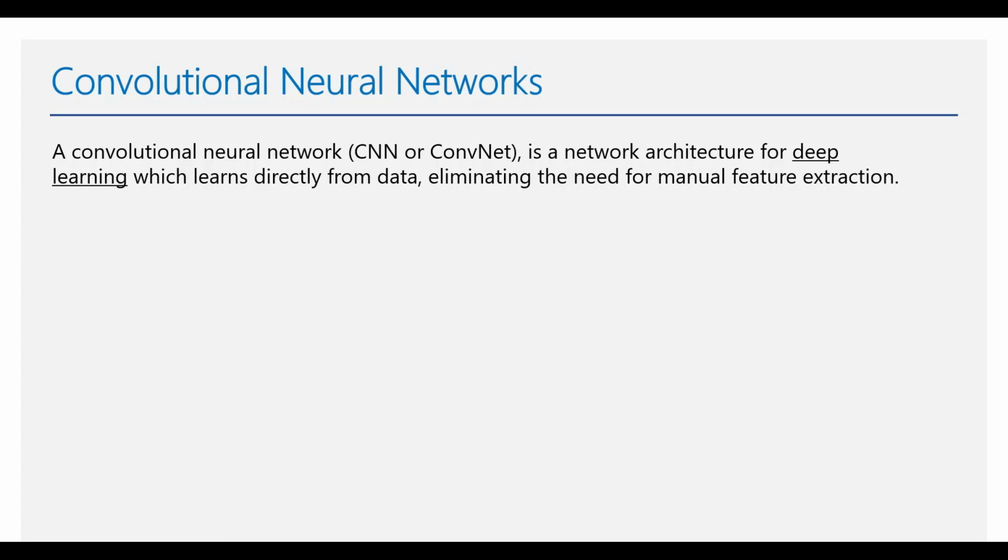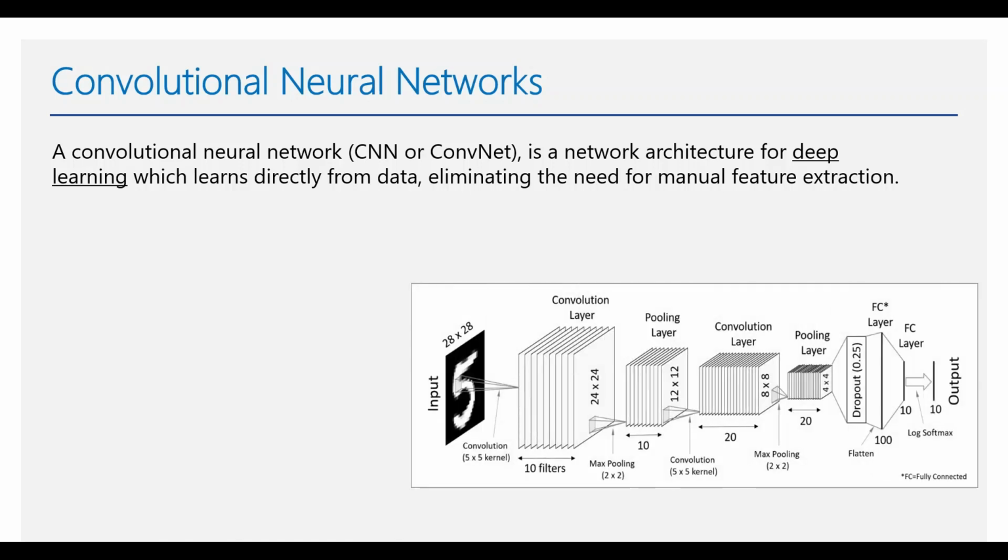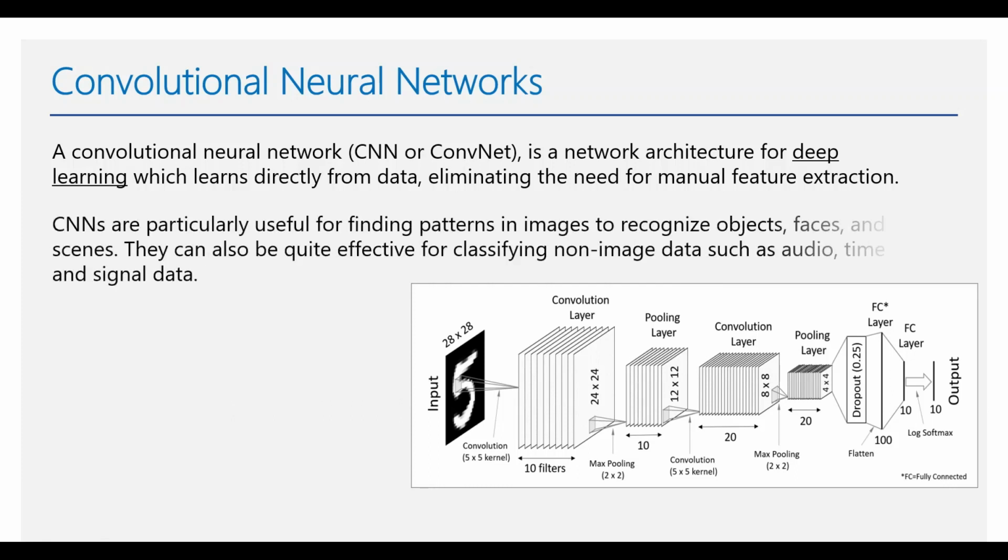So convolutional neural networks, as you know, a CNN or convolutional neural network is a network architecture for deep learning, which directly learns from the data, eliminating the need for manual feature extraction. So you might have seen one of these lovely figures where there are so many different layers or deep layers which extract different, let's say, features from the input images. CNNs are particularly useful for finding patterns in images to recognize objects, faces, scenes, and so on. And they can be quite effective.